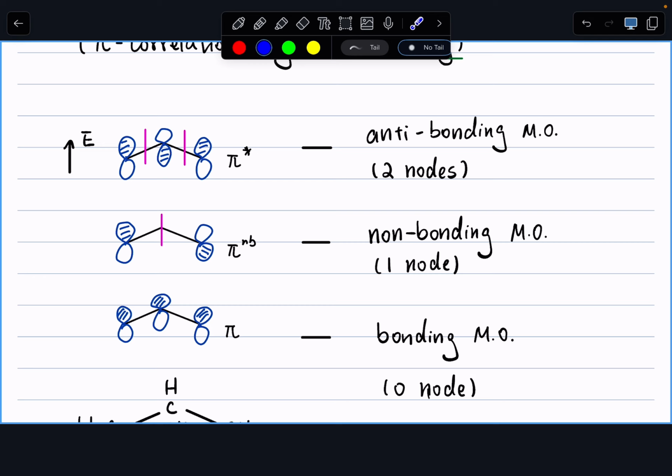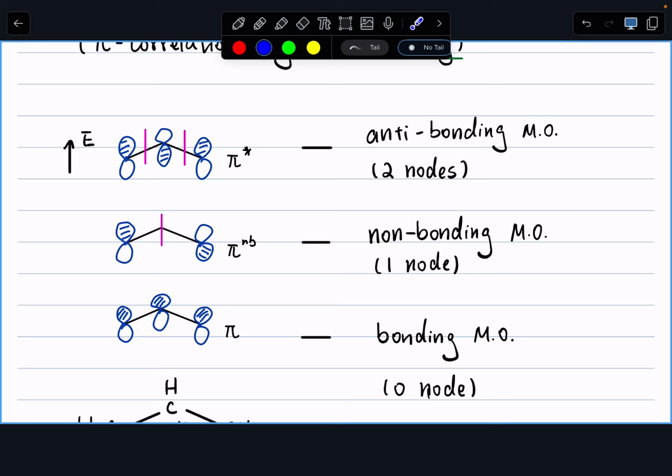All right, so when drawing these pi correlation diagrams, the first step is to think about how many molecular orbitals there are. The number of molecular orbitals equals the number of atomic orbitals creating them. That's rule number 1. Rule number 2, after you've decided how many, you decide how many nodes there are, like in this case 0, 1, 2. We always increase the number of nodes with respect to energy. So a bonding MO with fewer nodes will have lower energy, and an anti-bonding MO with more nodes will have higher energy.